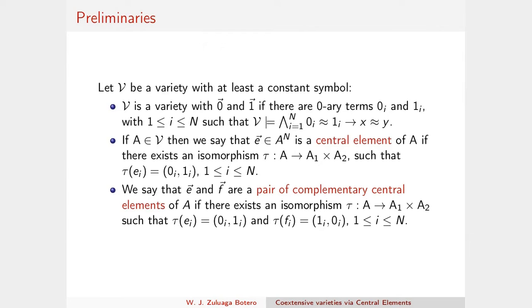And similarly, we say that a pair of n-tuples E and F of A are a pair of complementary central elements of A if there exists an isomorphism from A into a direct product of two algebras, such that it does the same with respect to the n-tuple E, and it maps every component of F to the pair composed by 1i and 0i.